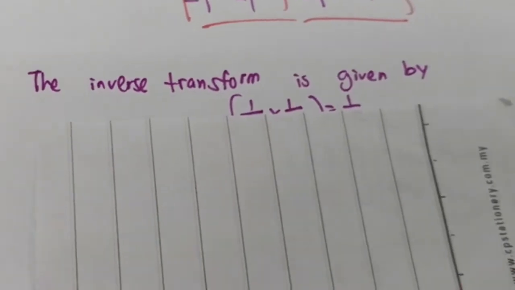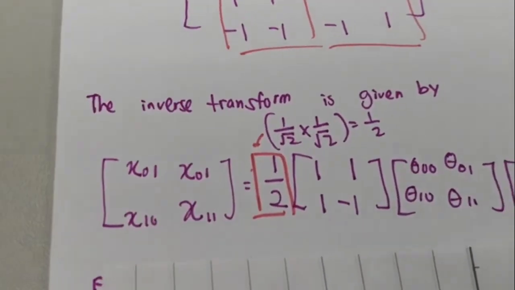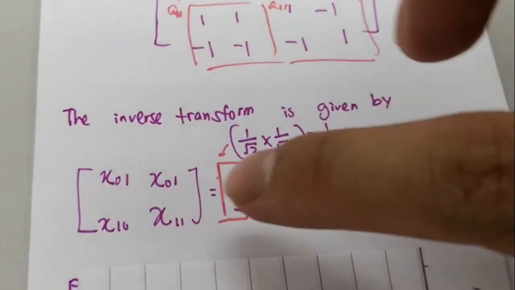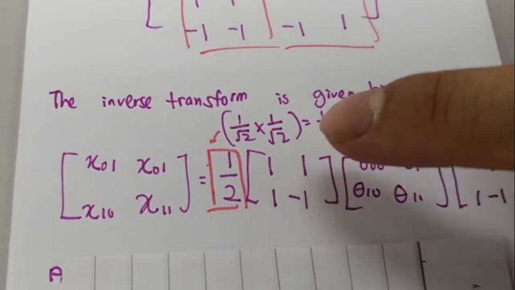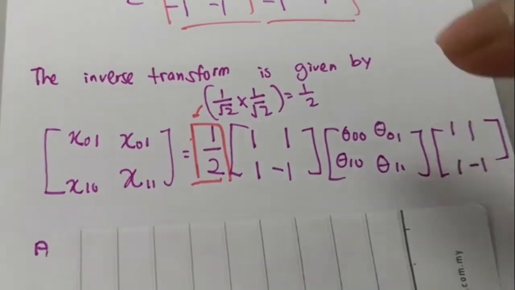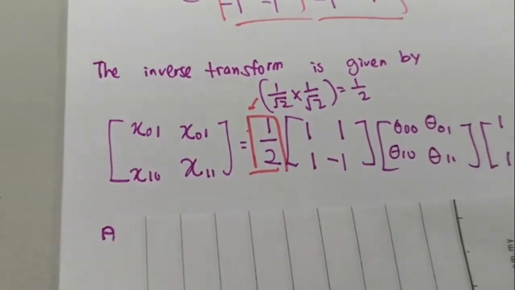After that, we will see the inverse transform is given by this formula. This formula, why do we get 1 over 2? Because 1 over square root of 2 times 1 over square root of 2 together give 1 over 2.